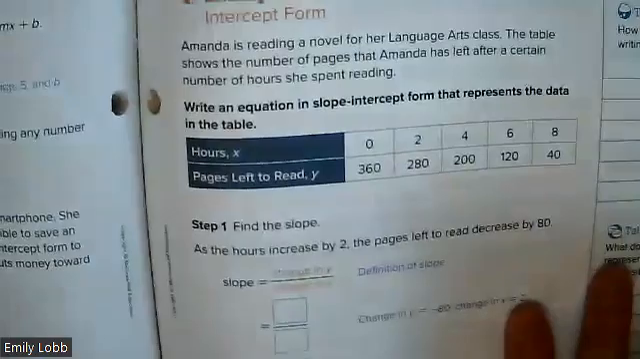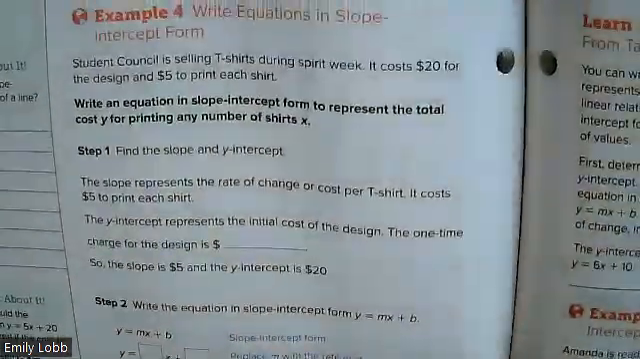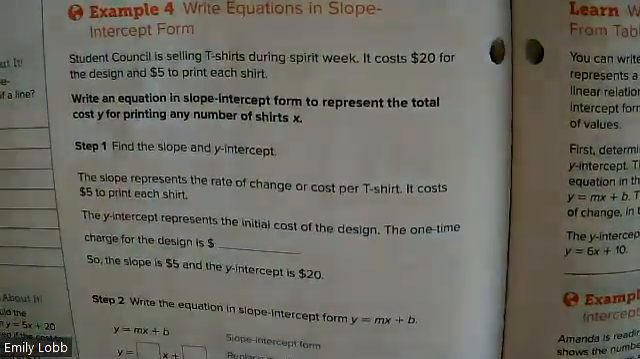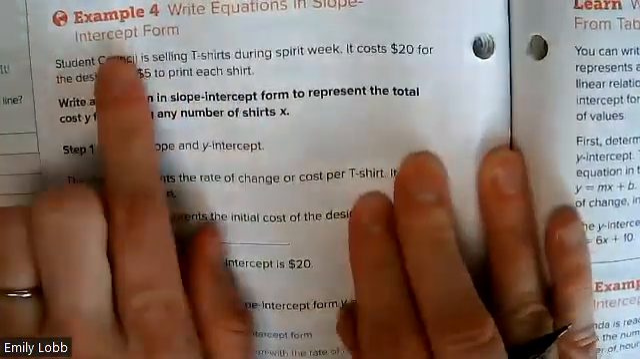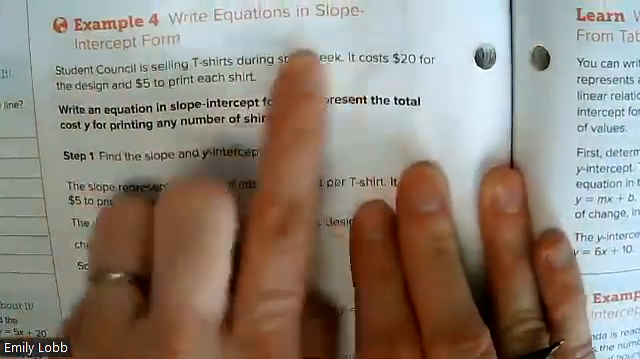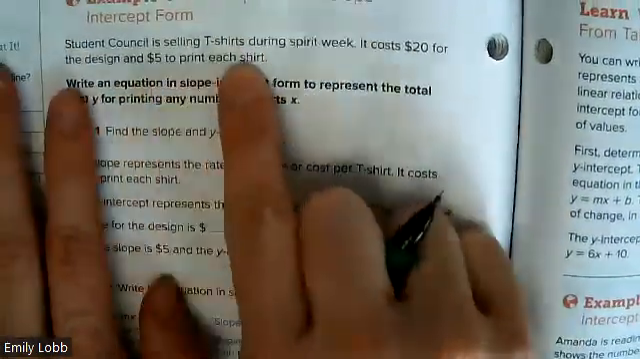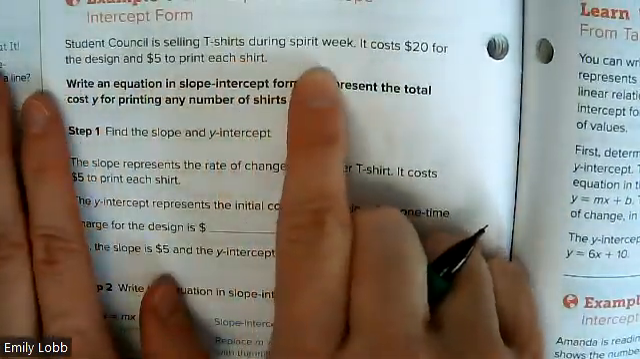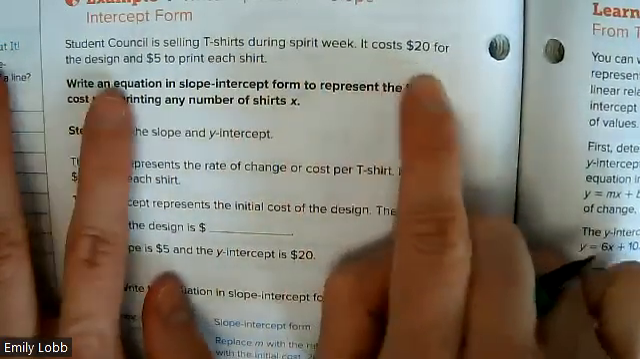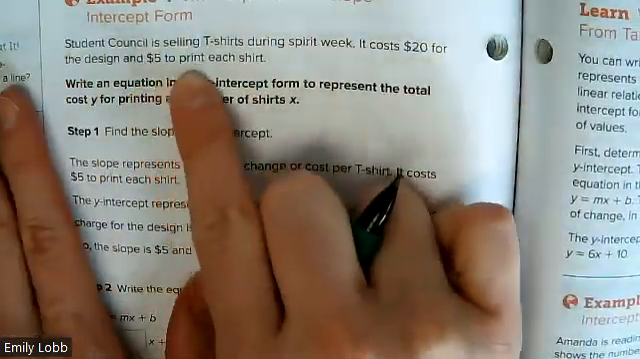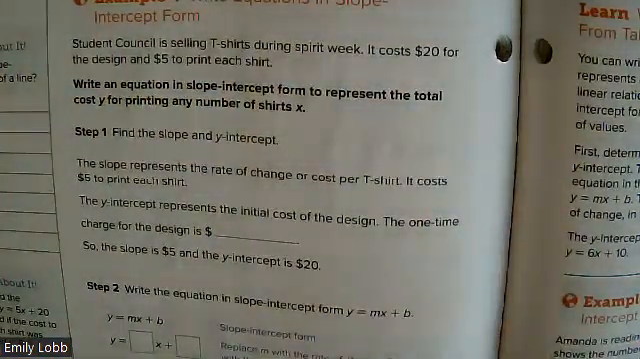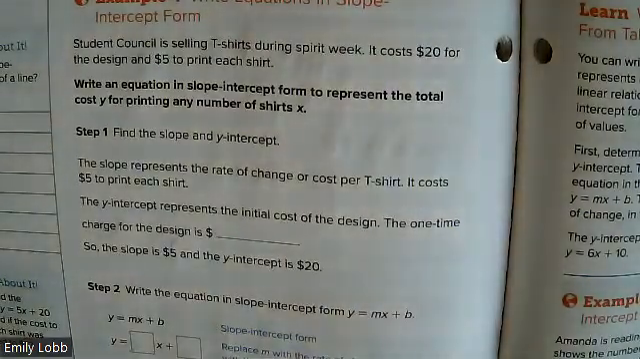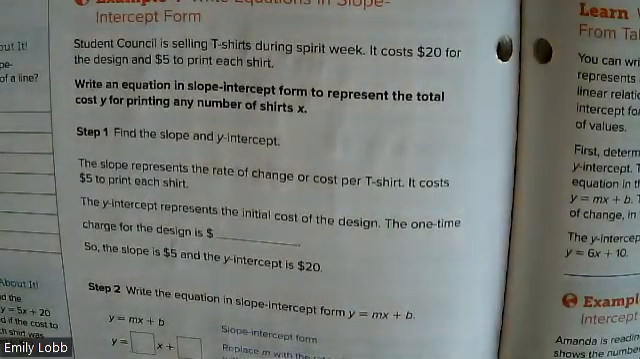So here's our example now on page 230. Student council, this is page 230, the example for write equations in slope-intercept form. Student council is selling t-shirts during Spirit Week. It costs $20 for the design and $5 to print each shirt. Write an equation in slope-intercept form to represent the total cost y for printing any number of shirts x.